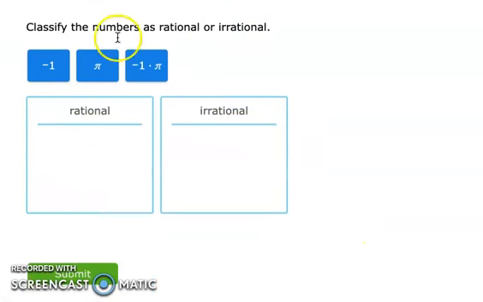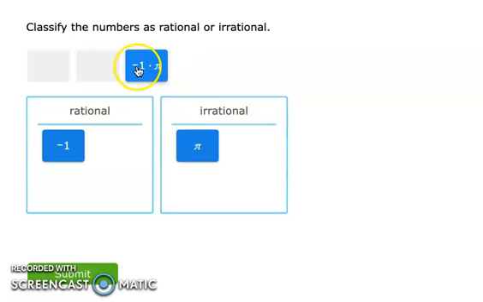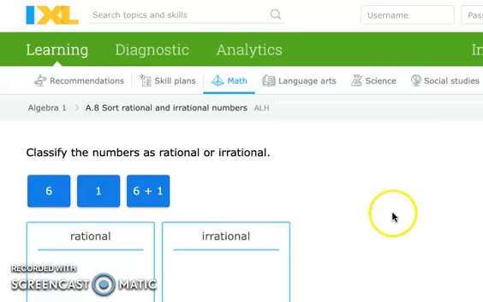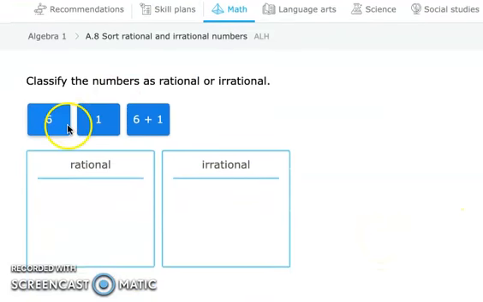So let's go to the next group. Okay, so we have -1, which is an integer. We have the number pi, which is an irrational number. And once again, -1 times pi is an irrational number. Let's check, and my answer is correct. Move on to the next one.